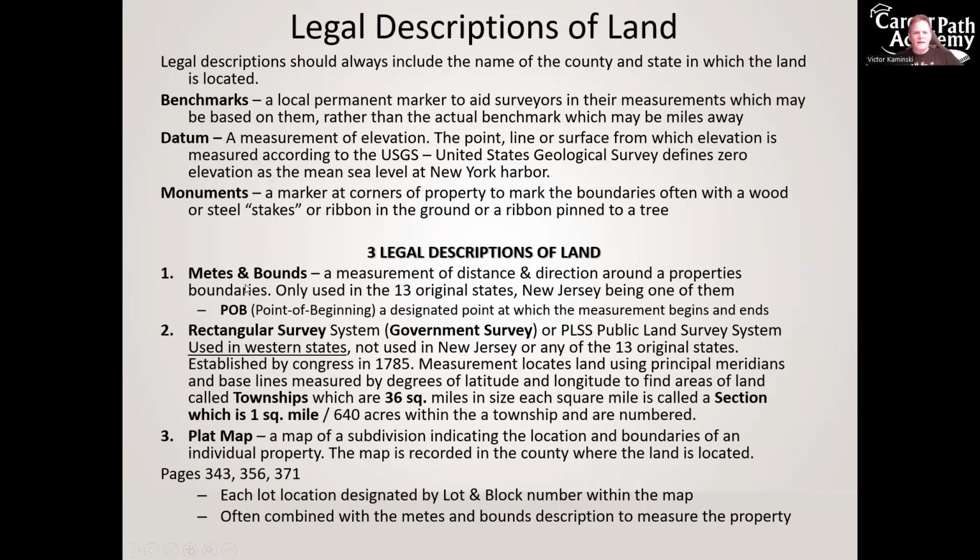So once again, a benchmark is that local permanent marker that aids surveyors in their measurements, rather than the actual measurement, which could be miles away, like the measurement of a datum. Datum is a measurement of elevation. However, what is zero elevation? It is the mean sea level in New York Harbor. So when measuring a property far away from New York Harbor, like here in Linden or some other place in New Jersey, or anywhere else in the United States for that matter.